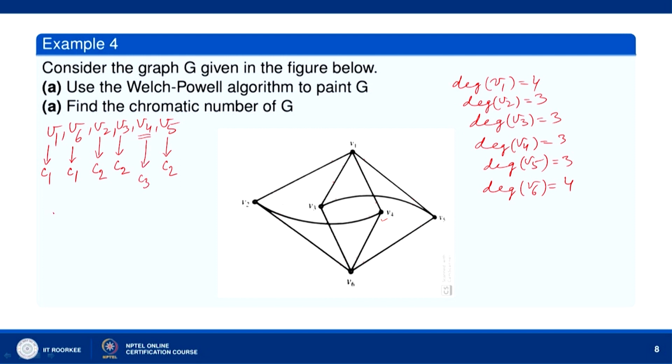So, C1 color is used for B1, B6, C2 color is used for B2, B3 and B5, and C3 color is used for B4. So, 3 colors are used to paint the vertices here. Now, let us see what is the chromatic number.